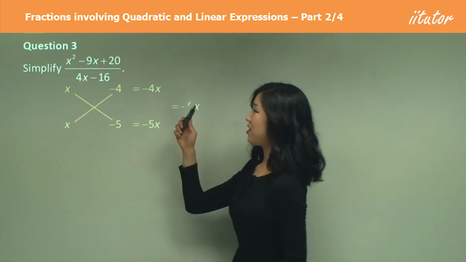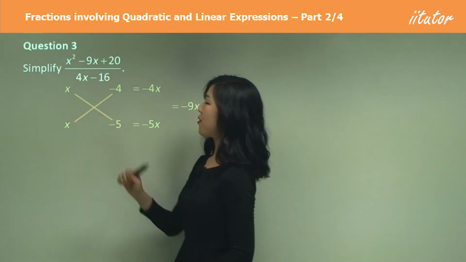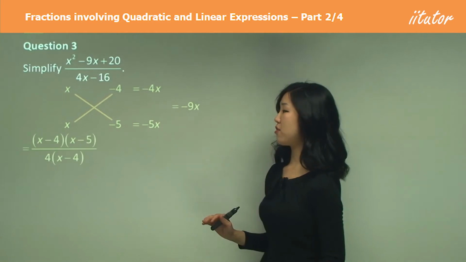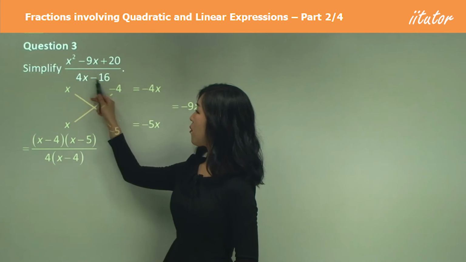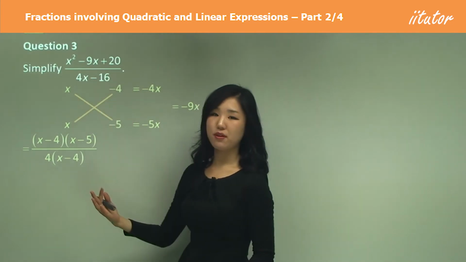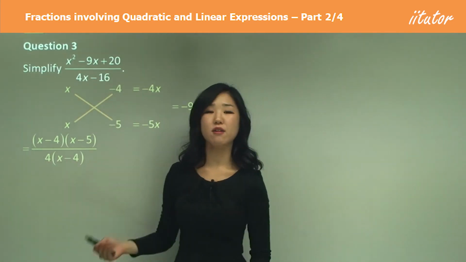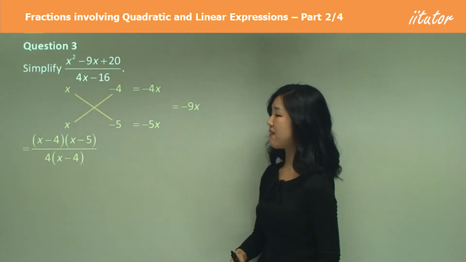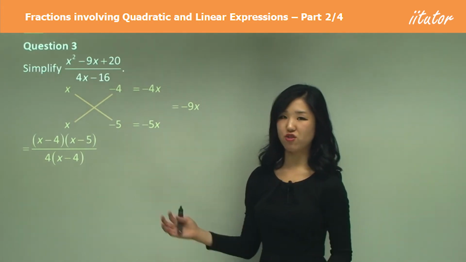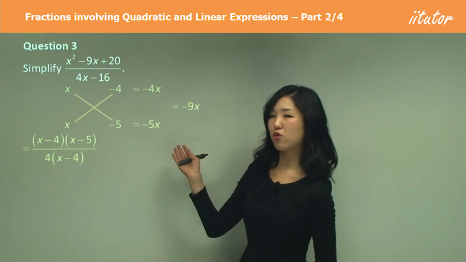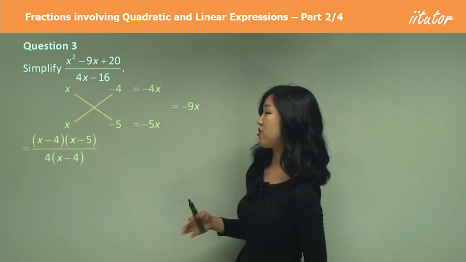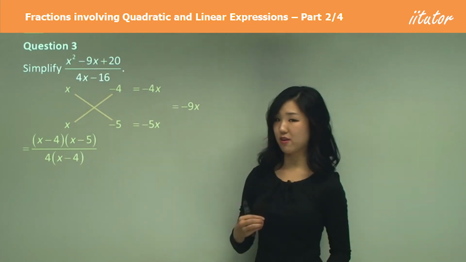So the numerator will now become x minus 4, x minus 5. Put that on the numerator. And see what I did to the denominator? See how 4 is a common factor? So I simply factorized by 4. Took the 4 out because 4 is the common factor. So make sure you don't forget to factorize the denominator. Even though it's not a quadratic, it's a linear expression, so make sure you always take the common factor out.